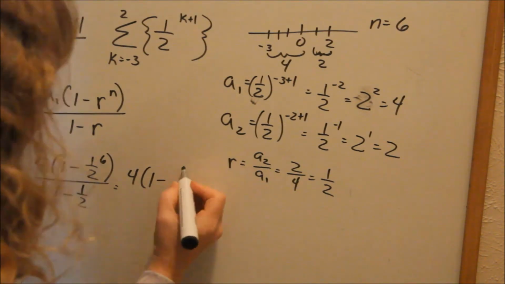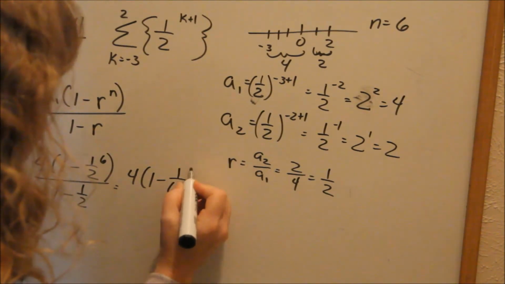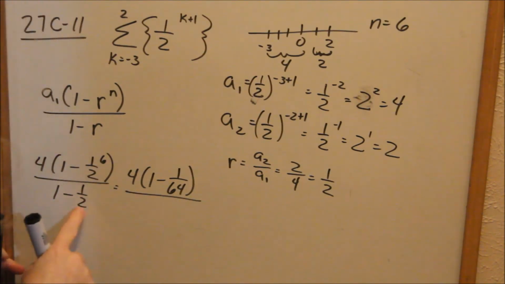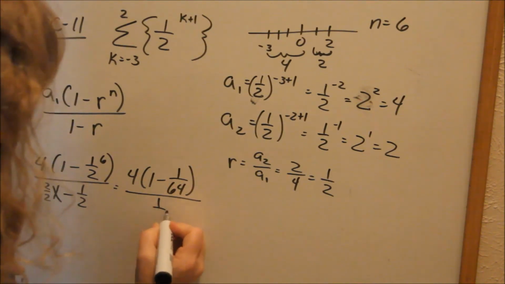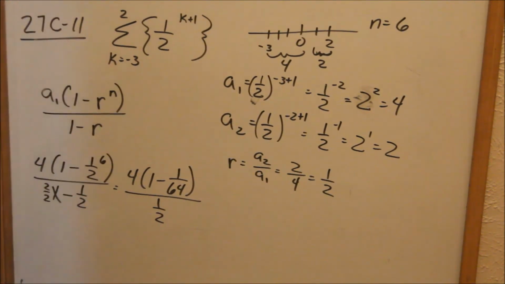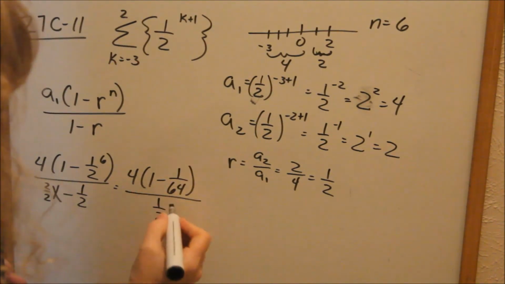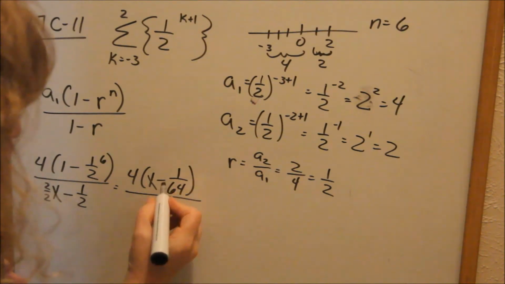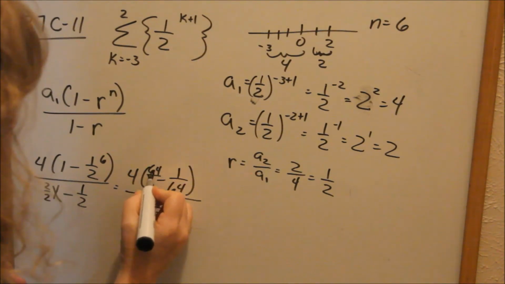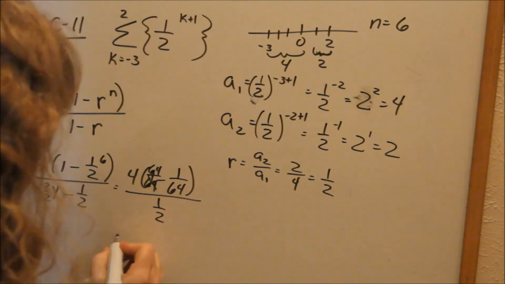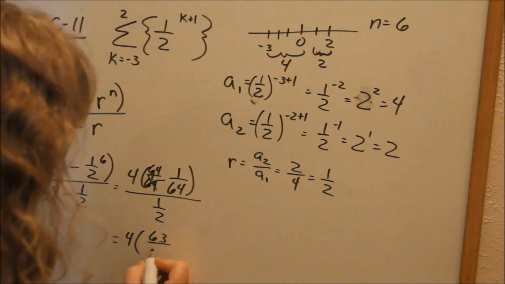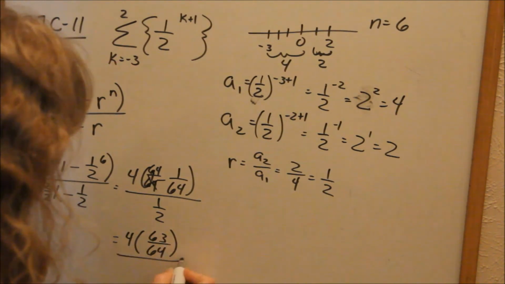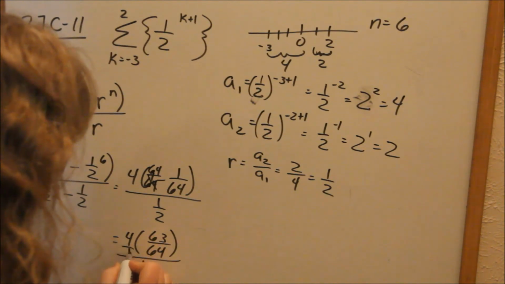That would be 1 over 64. All over 1 minus 1/2, making a common denominator. This would be 2 over 2. That would be 1/2, but everybody should know if you have a whole and you take off a half, you still have a half left. Okay, now up here in the numerator, this needs a common denominator, making that 64 over 64. So that would become 4 times 64 minus 1, 63 over 64, all over 1/2. This is like 4 over 1.